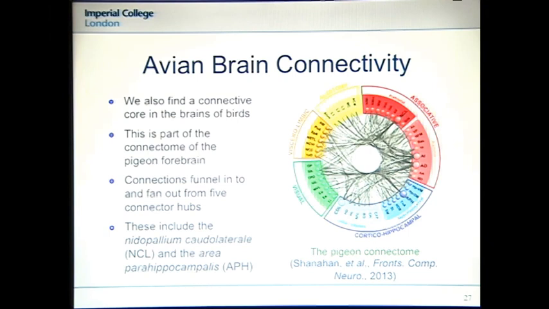But the impression I got from them was that we're not going to get the same kind of thing that happened with the macaque, of somebody discovering loads and loads of extra connections, and the matrix gradually being filled in more and more and becoming more and more dense. That's the impression I got.